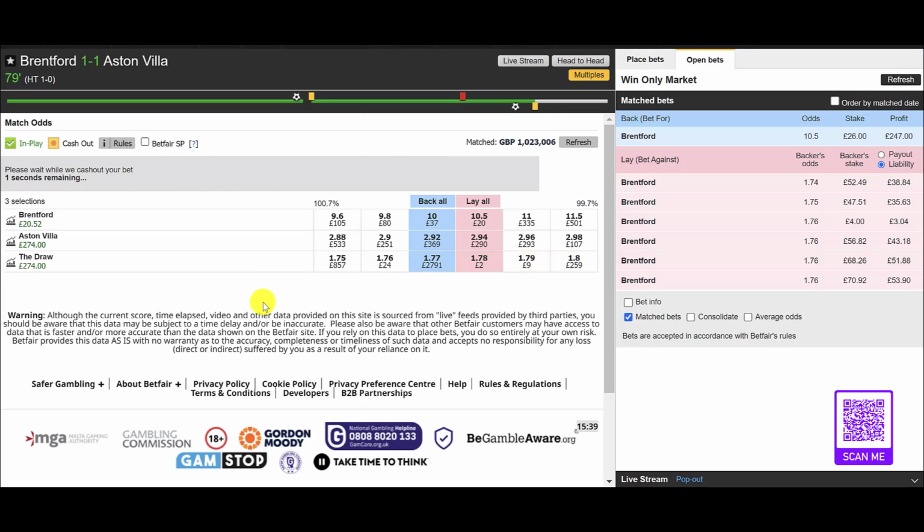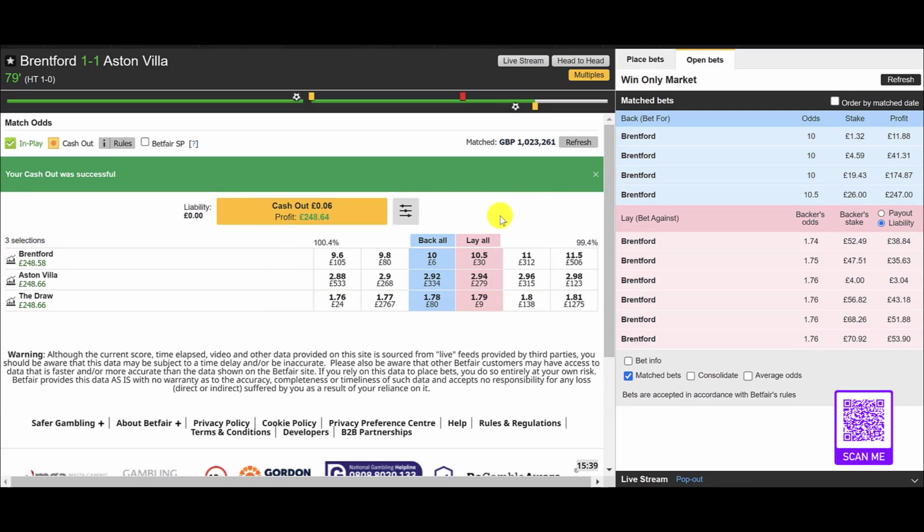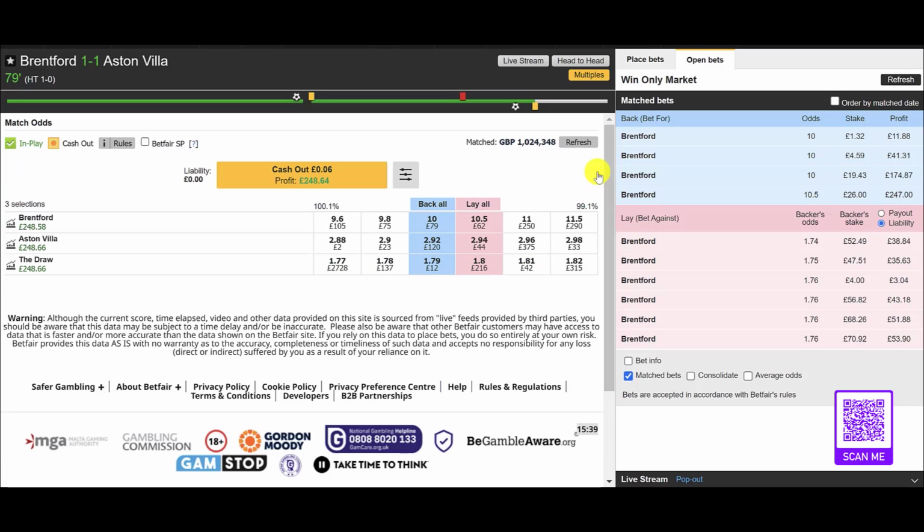But anyway, the whole point of all the demonstrations and all the videos we're doing at the moment is more about spotting the opportunity. We spotted this one at half time. We stuck with it. We got the red card in our favour, and because we got the red card, we went on the offensive and added to our position to oppose Brentford, and it's paid off in this one.